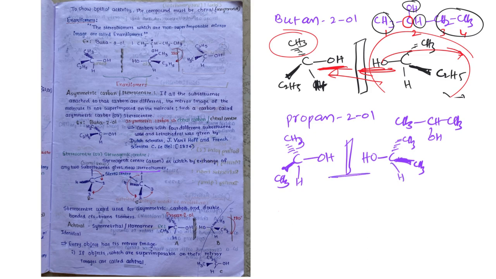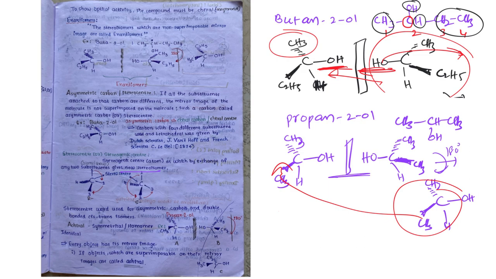These do not look like mirror images of each other, but if we rotate by 180 degrees, we get carbon with OH, methyl, methyl, and H. Placing this exactly on the other one, they are superimposable. Those that are superimposable are called achiral. Those that are non-superimposable are called chiral.